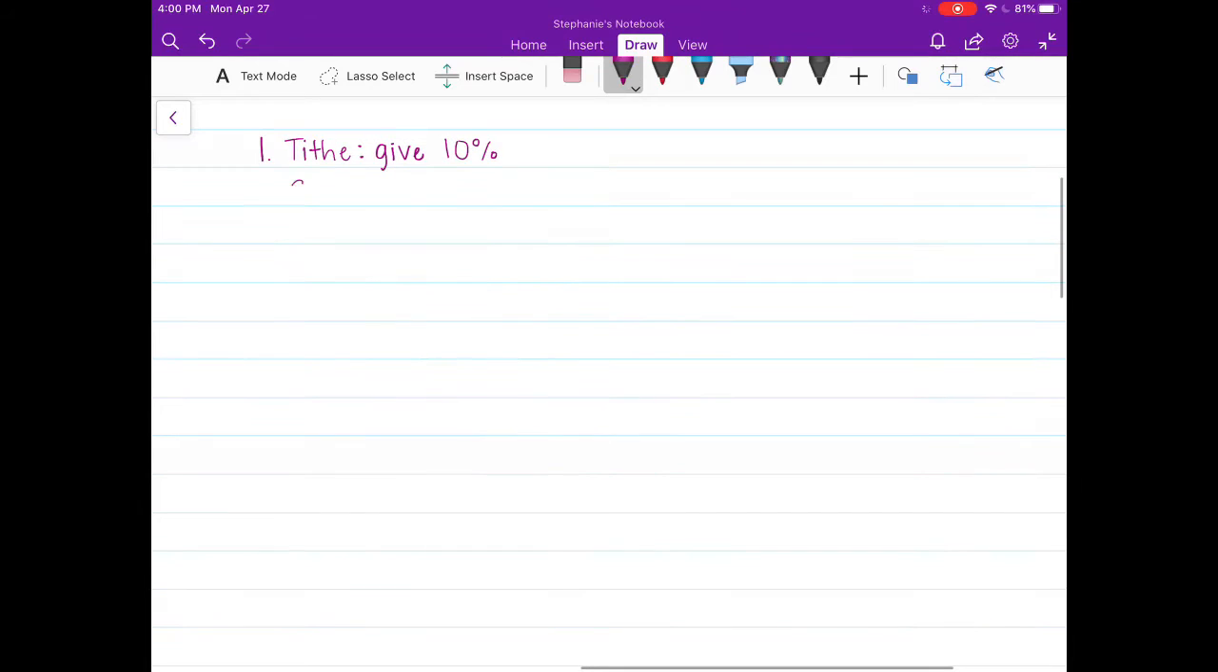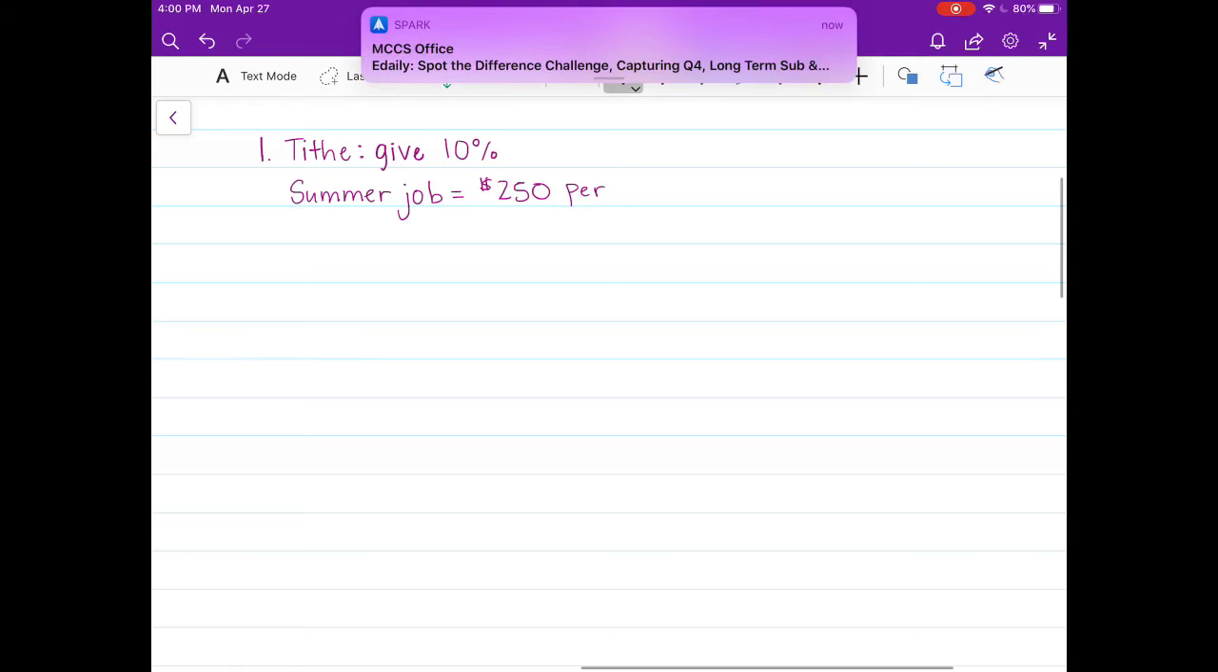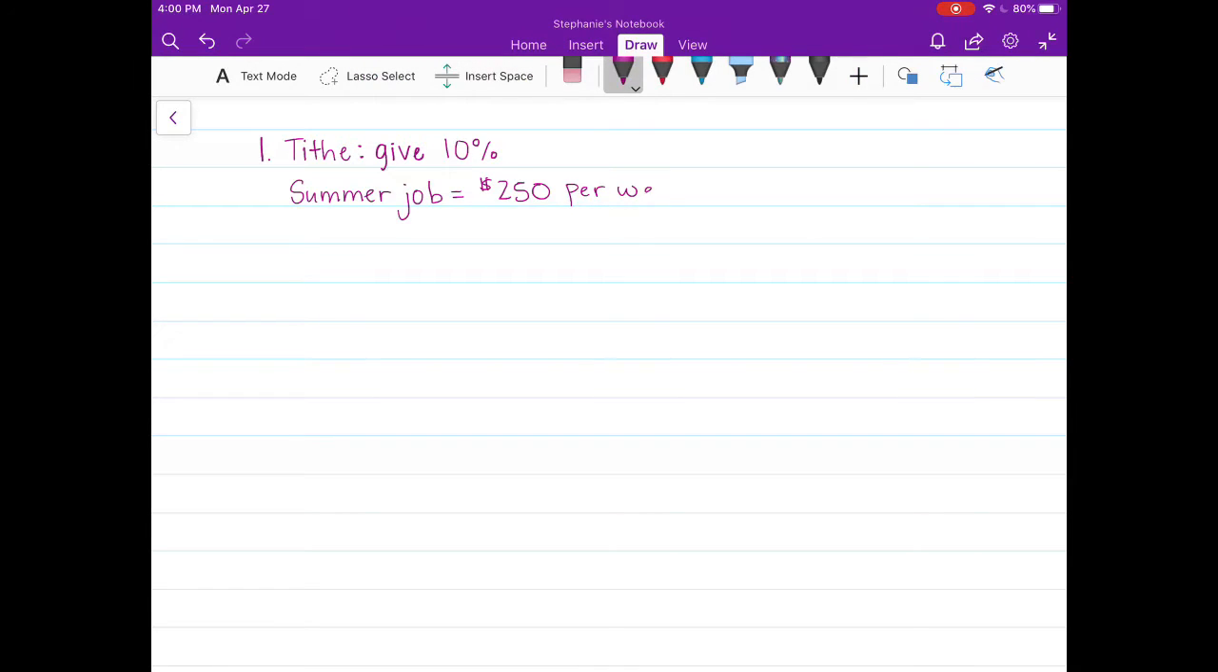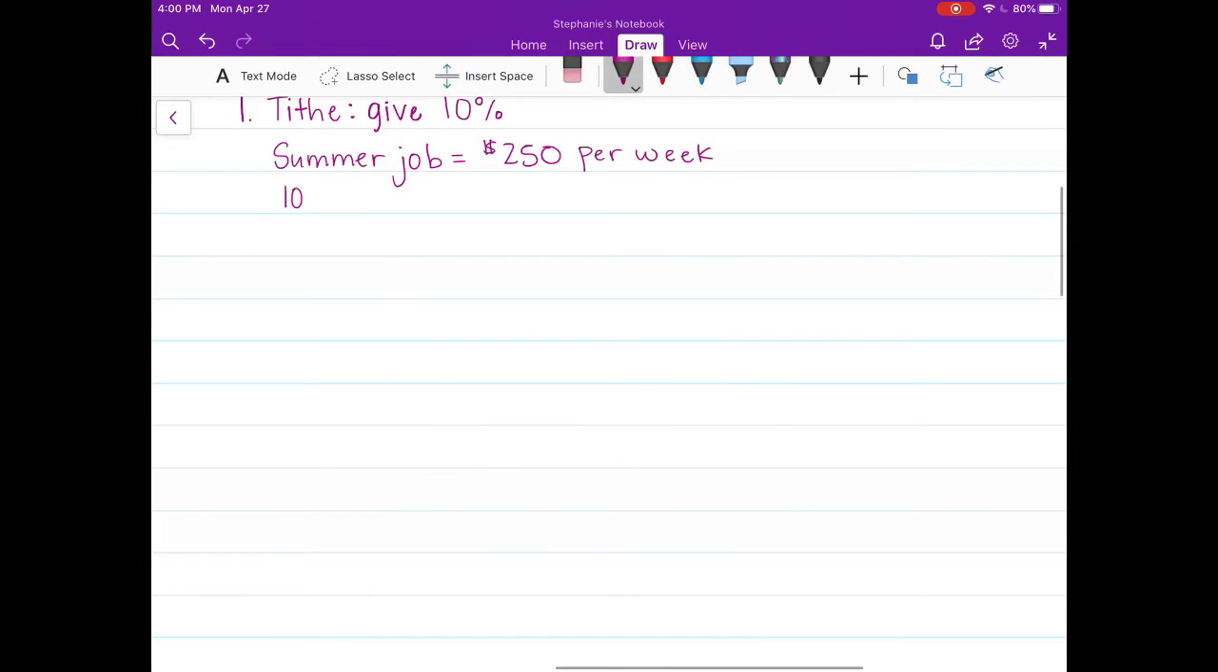So say that you have a summer job. Maybe during your summer job, you make $250 a week, we'll say. Okay, so if I want to give some money to the church, I need to know what 10% of 250 is, right?